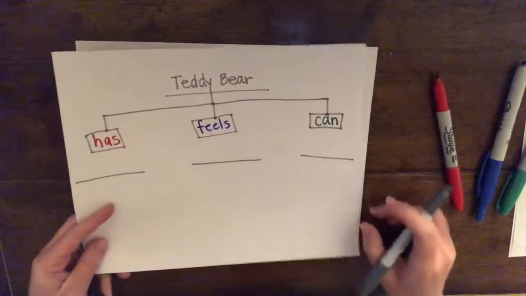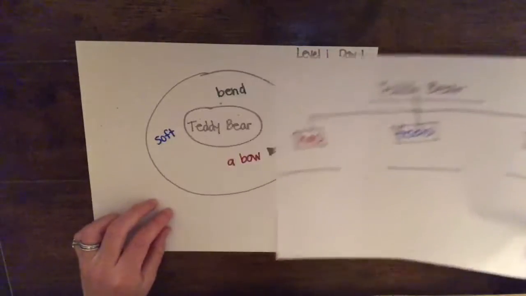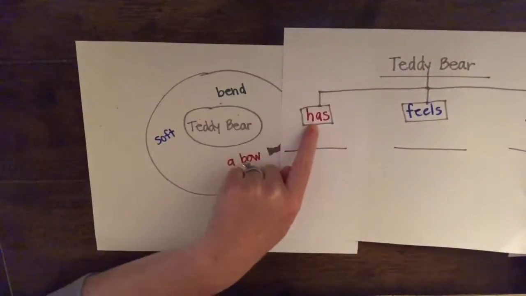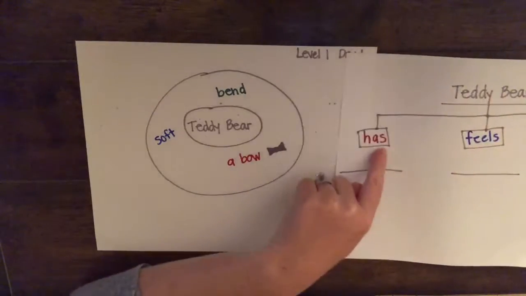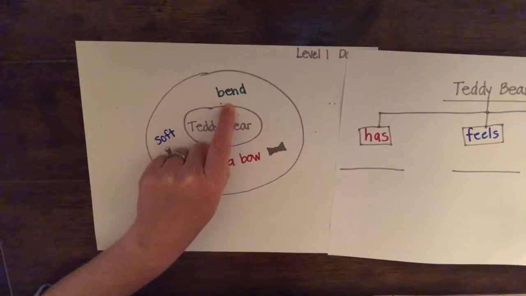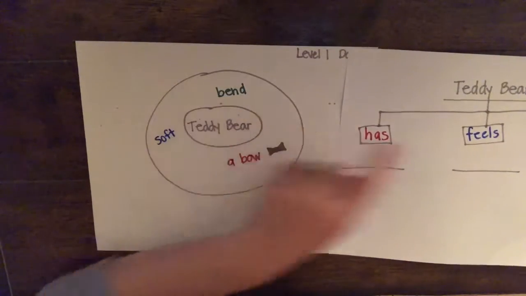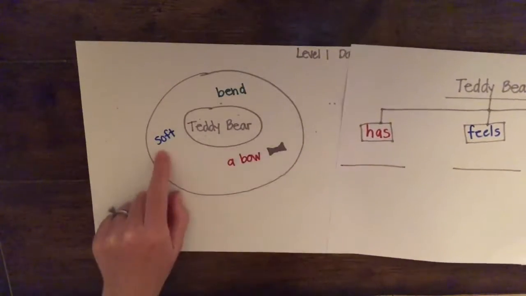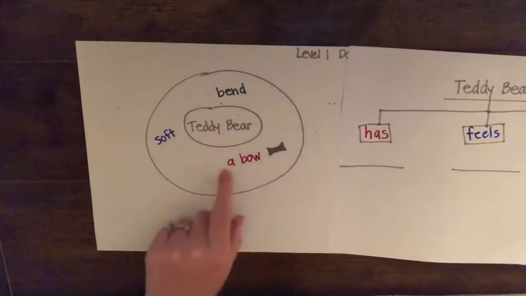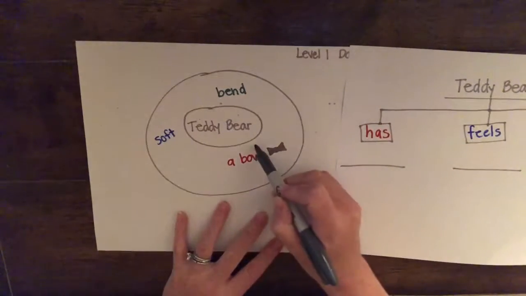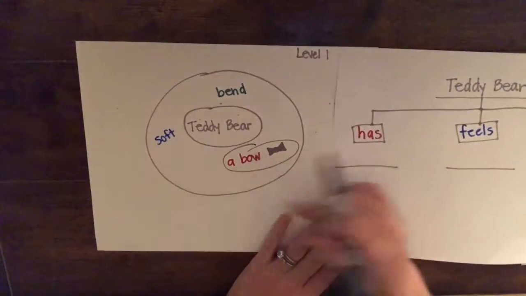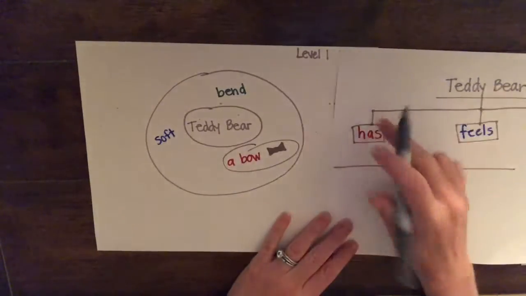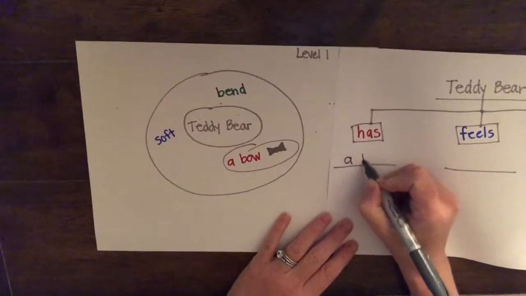So, all right, let's look at our circle map. So teddy bear has, would we say teddy bear has bend? Does that make sense? No, we're trying to find the word that makes sense for this. Teddy bear has soft, or teddy bear has a bow. And they would say teddy bear has a bow. I like to circle it to show that I've used it. So then you would copy, say, oh, look at it, I'm just going to write a bow here. Teddy bear has a bow.